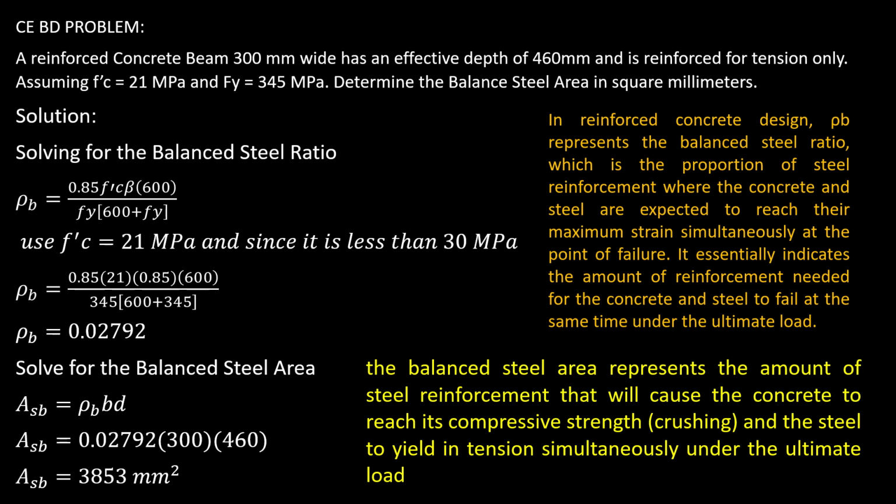While on the other hand, the balanced steel area represents the amount of steel reinforcement that will cause the concrete to reach its compressive strength or crushing, and the steel to yield in tension simultaneously under the ultimate load. Again, our final answer to this given problem for the balanced steel area is 3,853 square millimeters.